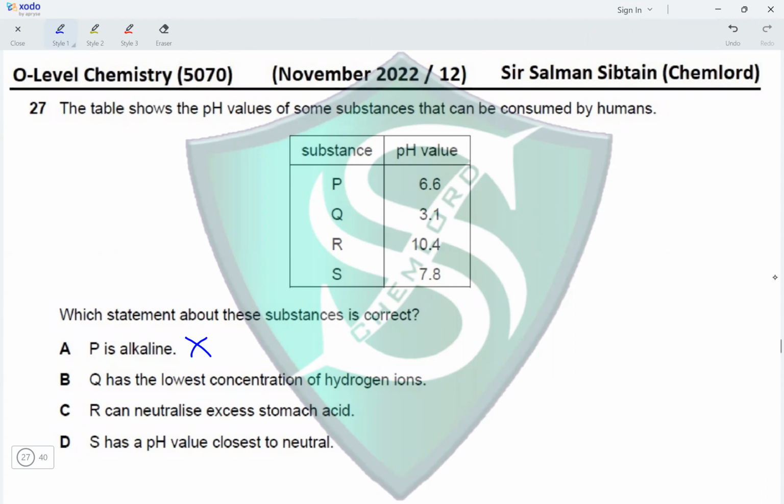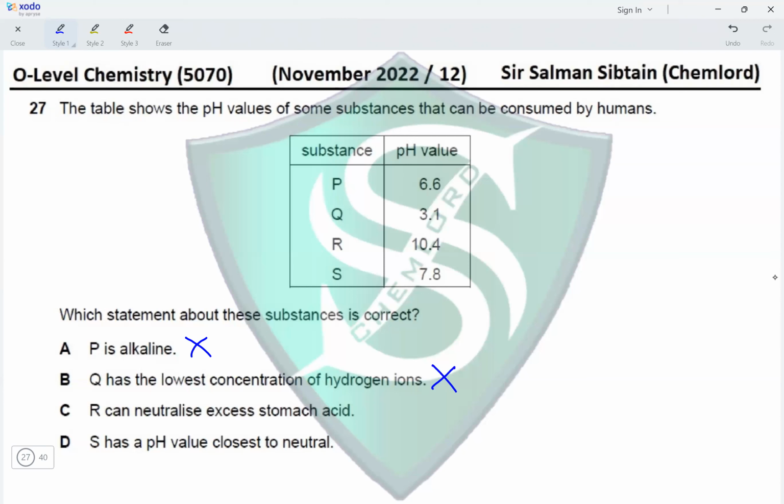Option B. Q has the lowest concentration of hydrogen ions. In order for something to have the lowest concentration of hydrogen ions, its pH must be the highest. So the highest pH is that of R. So Q is not the one with the lowest concentration of hydrogen ions. It is R. So this option is also incorrect.